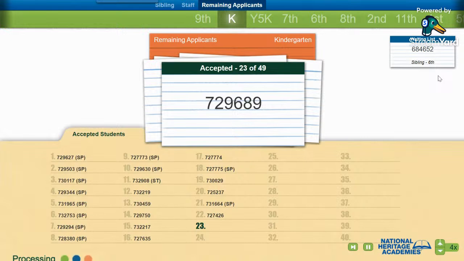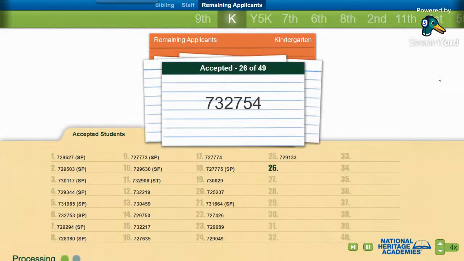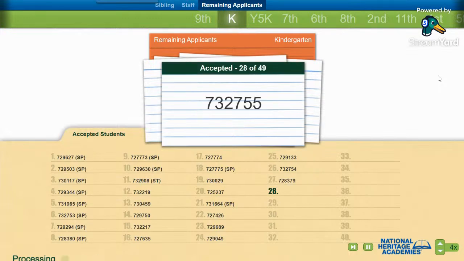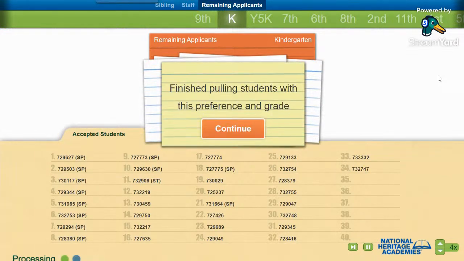729689 accepted with a sibling receiving preference on 6th grade. 729049 accepted. 729133 accepted. 732754 accepted. 728379 accepted. 732755 accepted in kindergarten. 729047 is accepted. 732748 accepted. 729345 accepted in kindergarten. 728416 is accepted. 733332 accepted. 747 accepted in kindergarten. That concludes our kindergarten applicants.